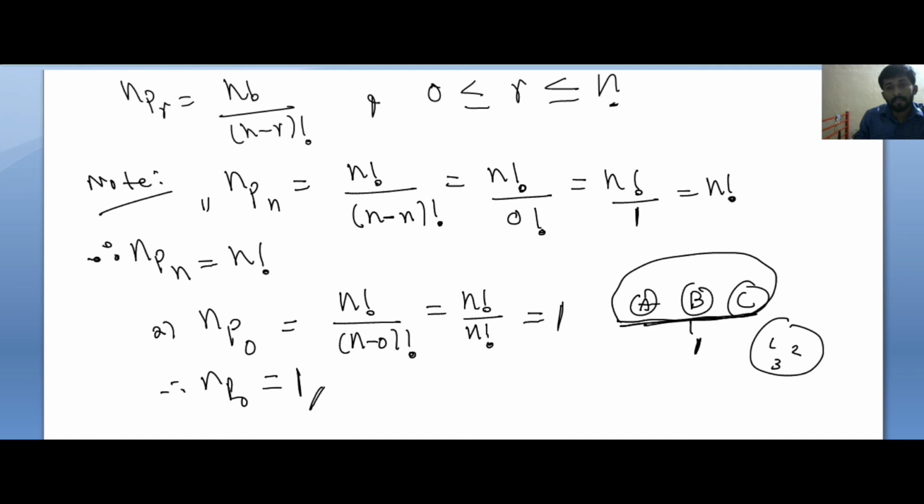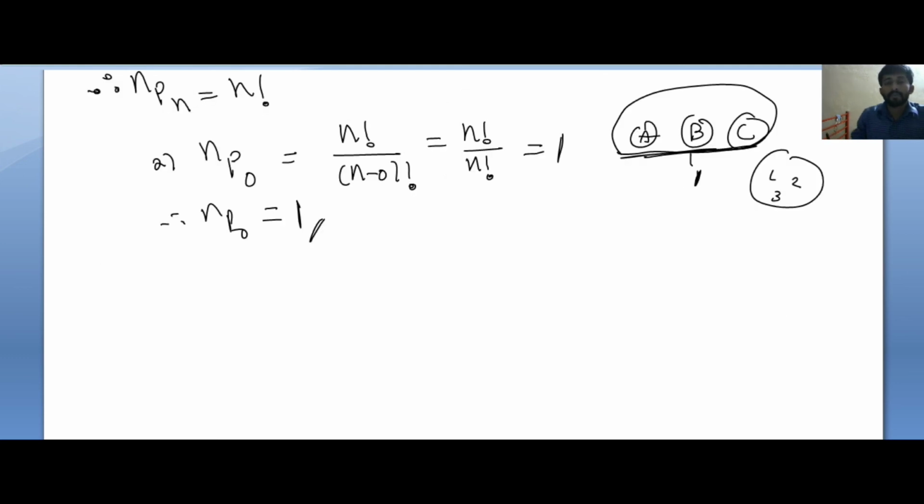Arrangement of zero objects from n objects, that means you are not doing any arrangement. If you are not doing any arrangement, it means you are leaving the elements as they exist. There exists only one possibility, so nP0 value is equal to 1. So these are some basics about permutations.